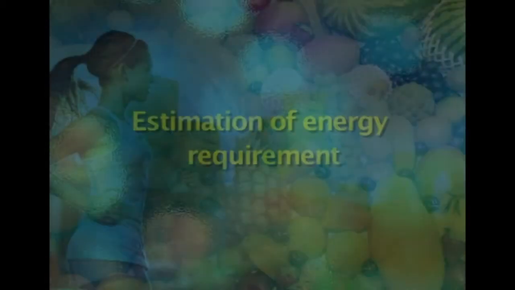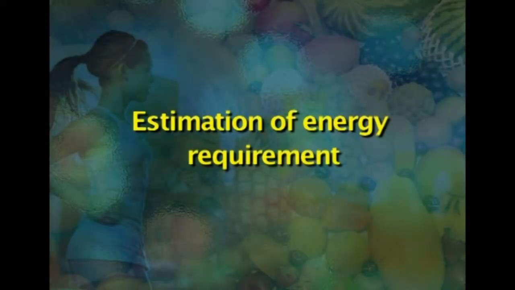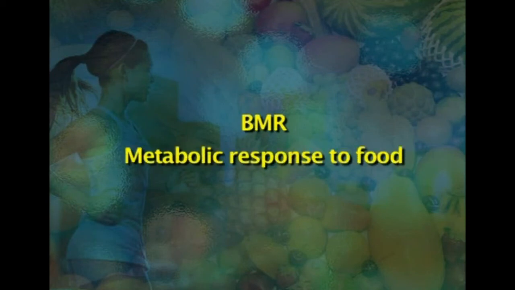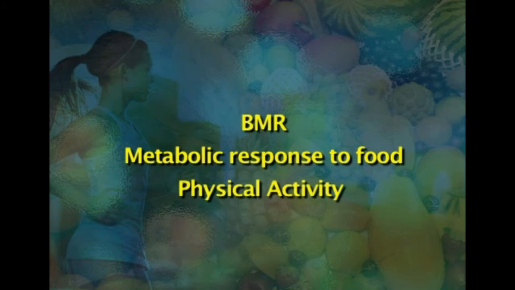Now let us look at how we are going to estimate the energy requirements. There's one thing we should remember, that generally we look at the energy requirement in terms of energy that is expended and not in terms of the energy that is consumed. There are 3 major components as far as energy requirements are concerned. One is BMR, second is the thermic effect of food, and the third one is the physical level of activity.